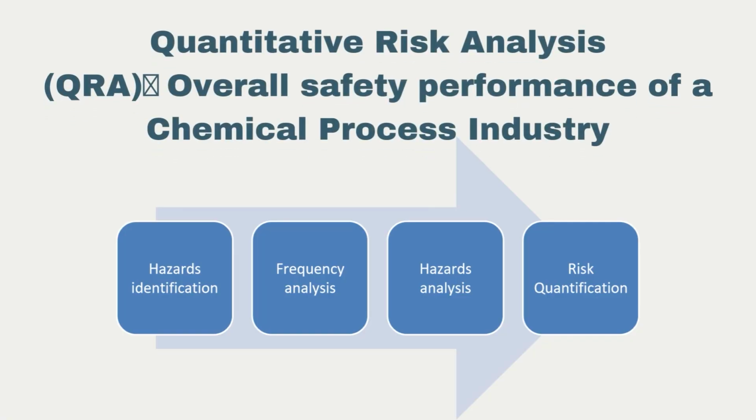Quantitative risk analysis or QRA is for the overall safety performance of a chemical process industry. The various steps are hazards identification, then the frequency analysis based on the past records and performances, and then hazards analysis, that is, identify how the hazard can cause damage to the property, to the industry, or to the community. And the fourth step is the quantification of this risk. Based on the hazard identification, frequency analysis, and hazard analysis, one has to do a risk quantification and suggest measures to improve.